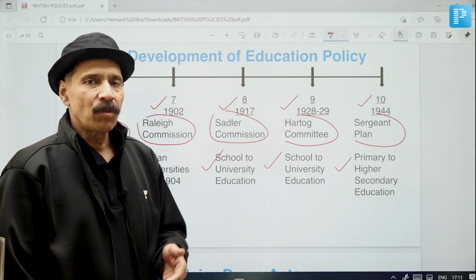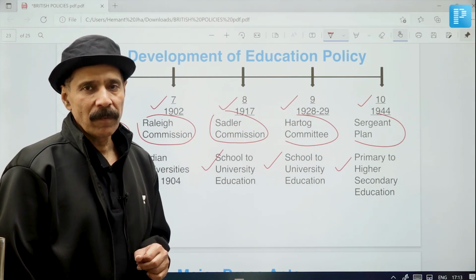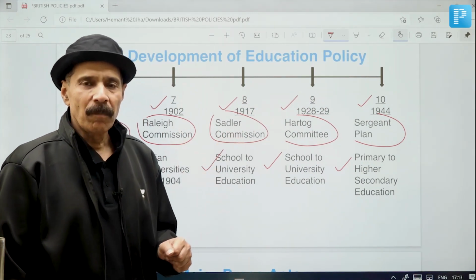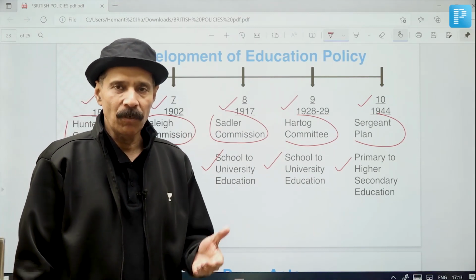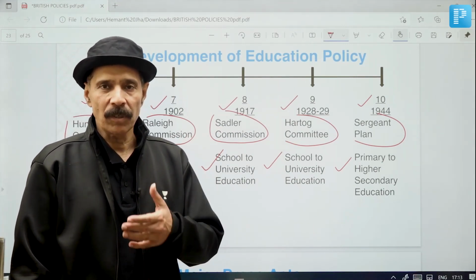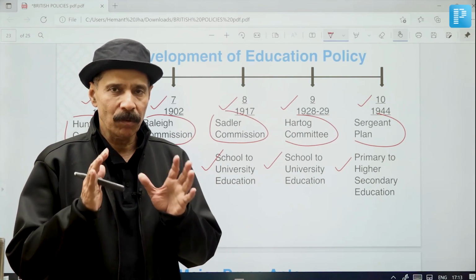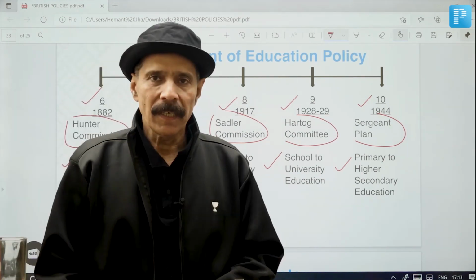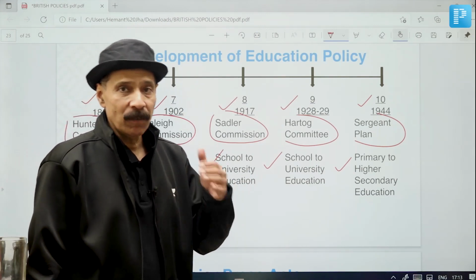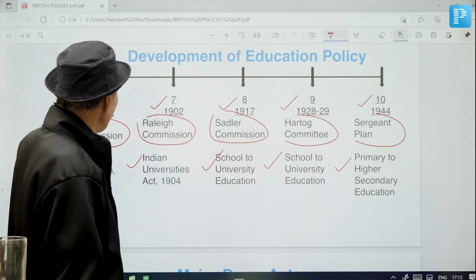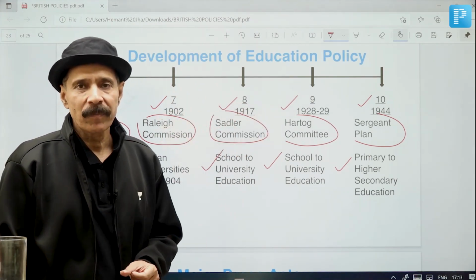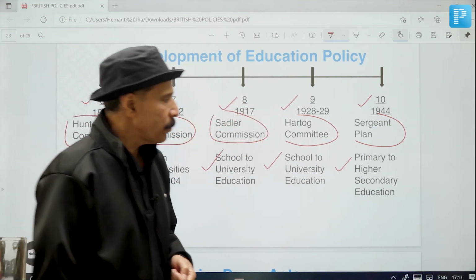So related to education, now every point is important. Each committee is important. Macaulay's Minute is important, the downward filtration theory, Wood's Dispatch. I mean, everything you have to keep in your mind for the preliminary examination. And this I have presented in sequence like 1, 2, 3, 4, and that shows the chronological sequence. This will help you remember as well. Now let's move on to the next.